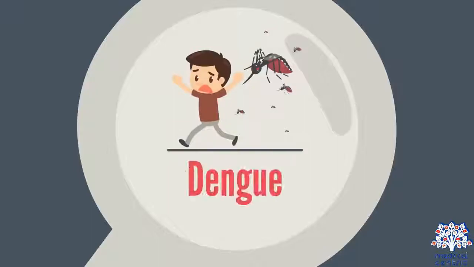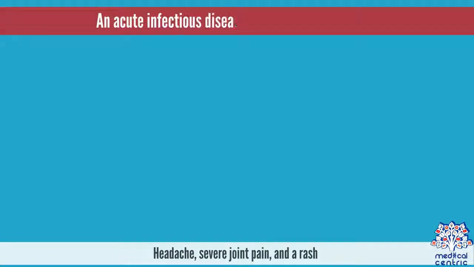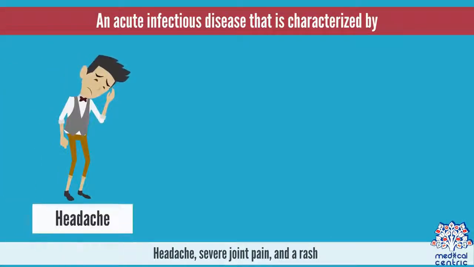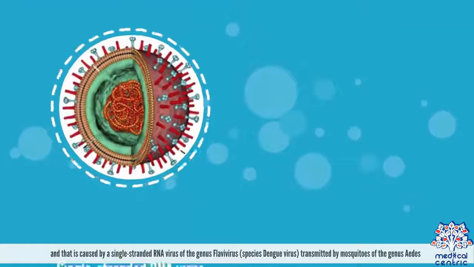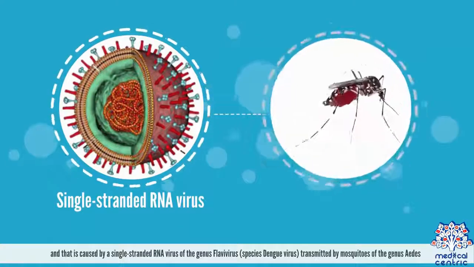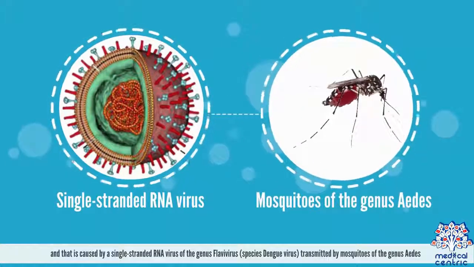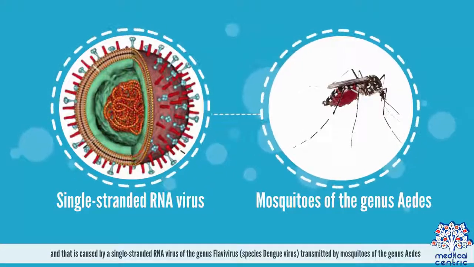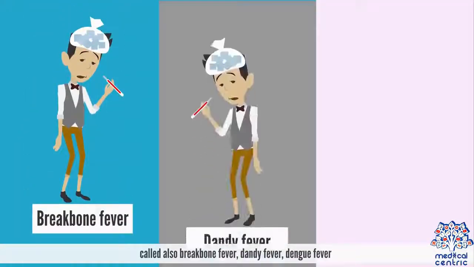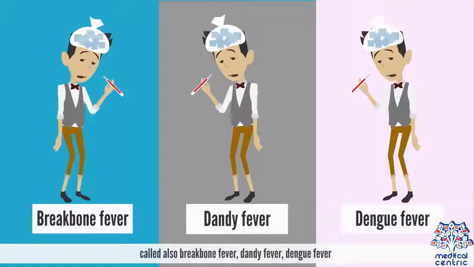Today's topic is dengue, an acute infectious disease that is characterized by headache, severe joint pain, and a rash that is caused by a single-stranded RNA virus of the genus Flavivirus, or species dengue virus, transmitted by mosquitoes of the genus Aedes, called also breakbone fever, dandy fever, or dengue fever.